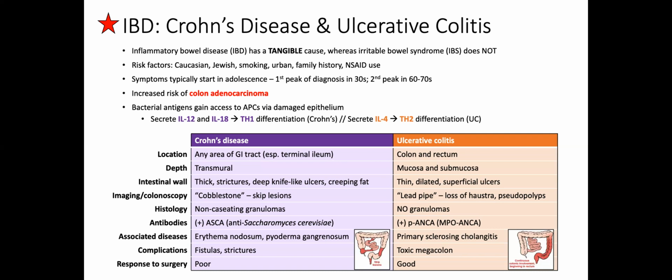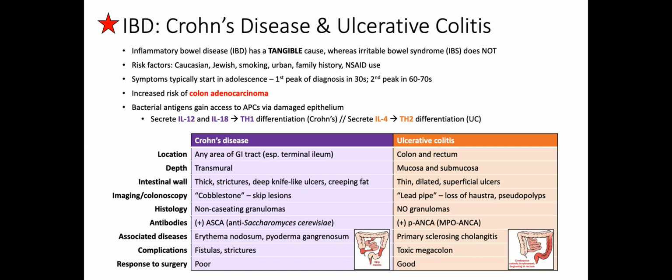The depth is also different. Crohn's disease goes all the way through. It's transmural, whereas ulcerative colitis is only the mucosa and submucosa. The intestinal wall is thick. It has strictures, deep knife-like ulcers, and creeping fat with Crohn's disease. With ulcerative colitis, it's less. It has superficial ulcers. So they both have ulcers, but remember, it only goes through the mucosa and submucosa in ulcerative colitis, and it's thin and dilated. If we look at imaging, we see these cobblestone or skip-like lesions in Crohn's disease, and in ulcerative colitis, think of lead pipe. There's loss of haustra and pseudopolyps. So we'll look at some pictures later on.